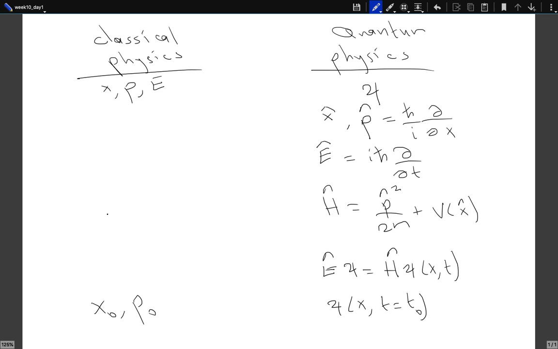In classical physics, it was F is equal to m times a. This tells us how the system changes with time. And in quantum physics, this is how the system changes in time.